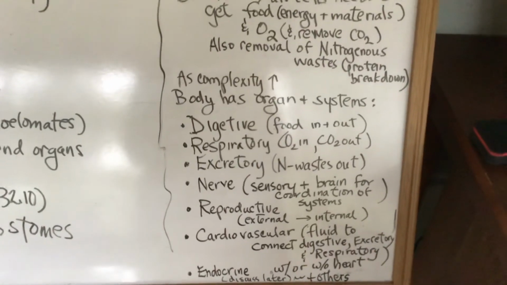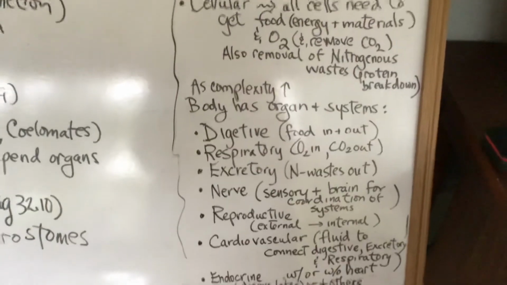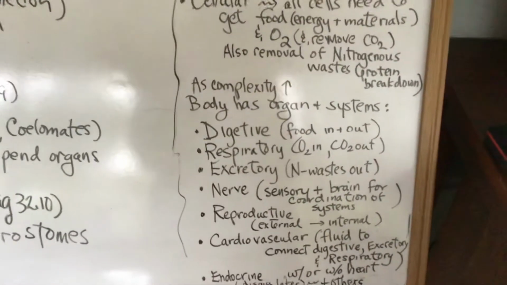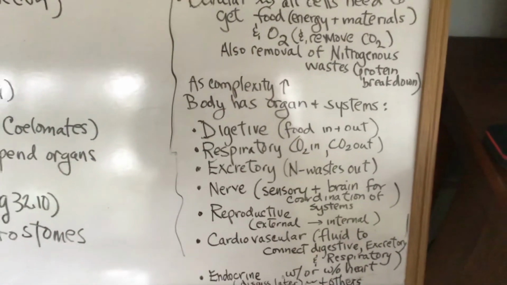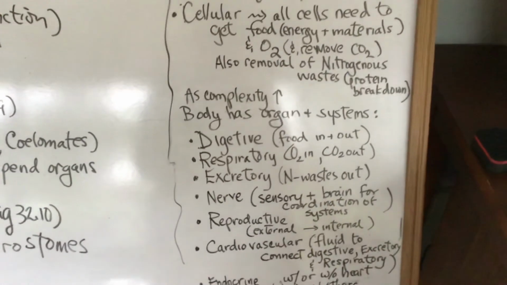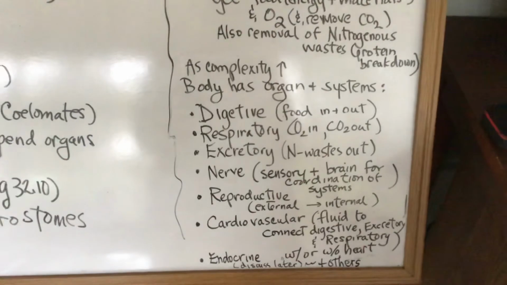Of course, most organisms are going to have some kind of reproduction. At first, we might have external fertilization, and then as we go through and get more complex, we'll have internal. Remember, this is water to land, so if you think about that, that makes some sense, protecting the reproductive structures inside.